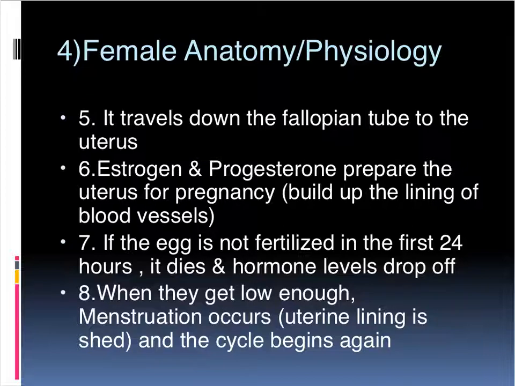Now, in the female anatomy, the egg travels down the fallopian tube to the uterus. The estrogen and progesterone prepare the uterus for pregnancy. That's the buildup of the lining of the blood vessels. If the egg is not fertilized in the first 24 hours, it dies, and then the hormone levels drop off. When they get low enough, menstruation occurs and the uterine lining is shed, and the uterine cycle begins again.